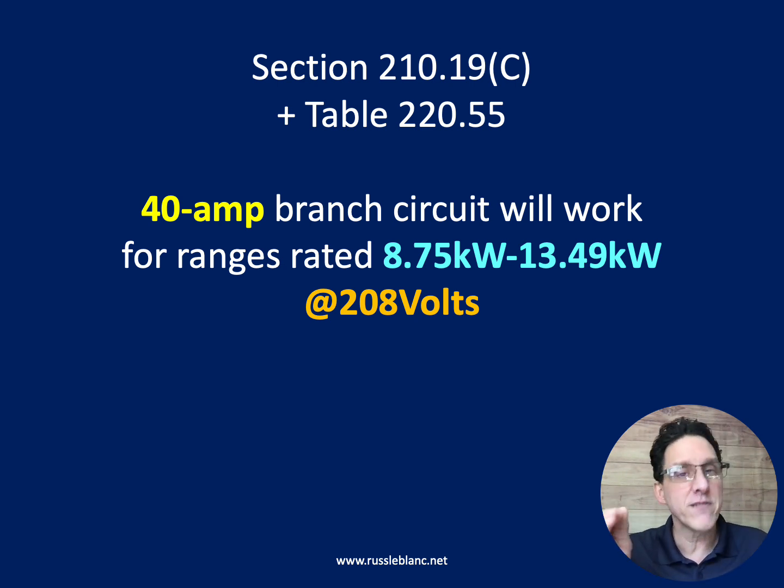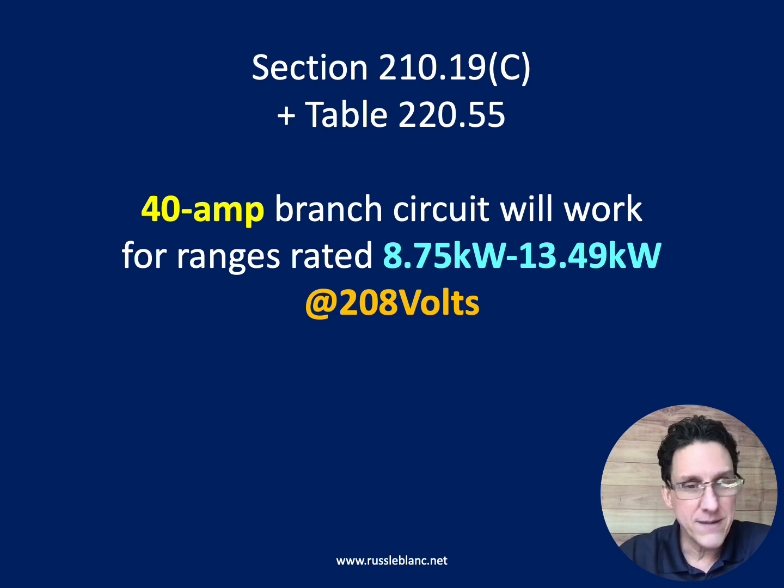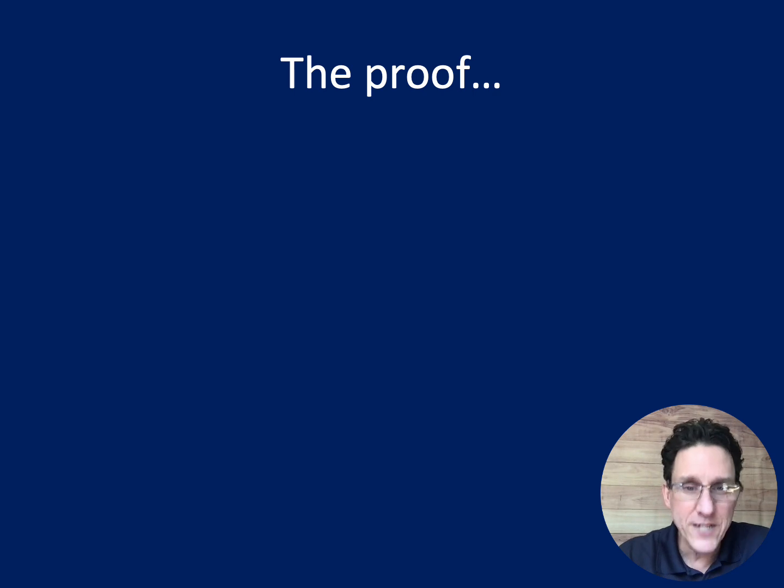If you have a question on your exam, and the question is, what's the minimum branch circuit rating for a range, there's a pretty good chance that the answer is 40, because it works for so many ranges. It works for everything from 8.75 all the way up to 16.49, or in this case, 13.49 if it's at 208 volts. That's an awesome shortcut. I love that. Let's prove it. You don't want to take my word for it that a 40 amp circuit is going to be enough.